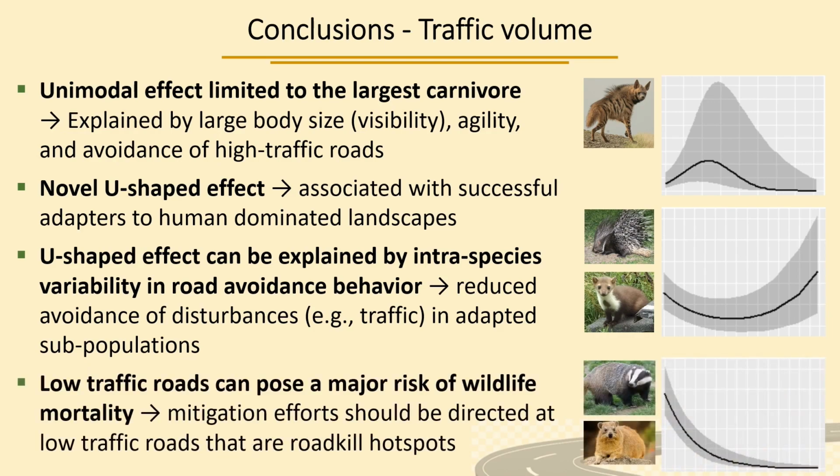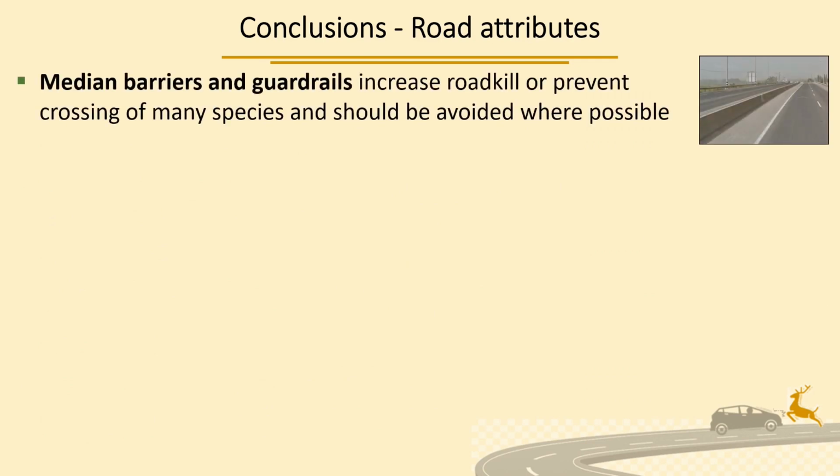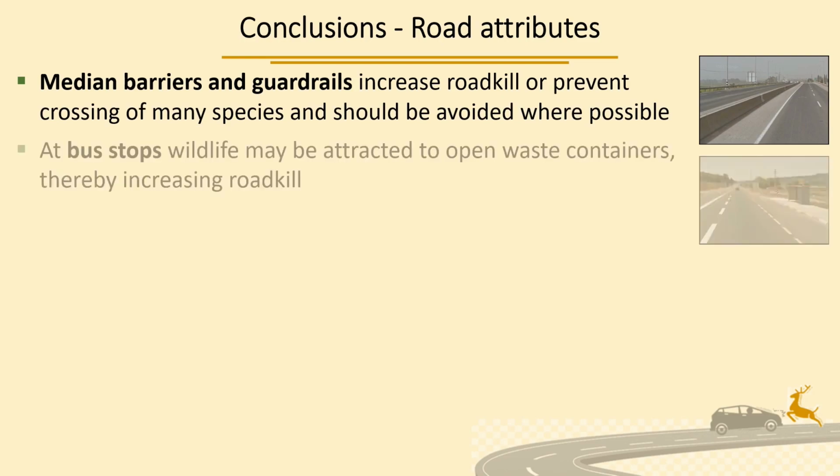We also found that for many species, low traffic roads pose a major risk of wildlife mortality, and mitigation efforts should be directed at these low traffic roads, specifically those that are roadkill hotspots. Regarding road attributes, both median barriers and guardrails either increase roadkill or prevent crossing of various species, and therefore should be avoided where safety considerations allow.